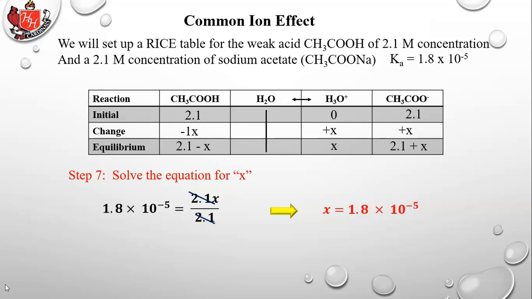And if you look up on the equilibrium line in the RICE table, that's also your value for the hydronium ion. And that's what's going to determine the pH. Remember, it's the hydronium ion, H3O plus, that determines the acidity of a solution. It's how many of those H3O pluses you have in the solution.